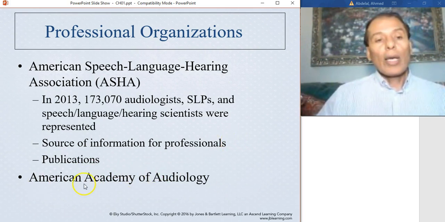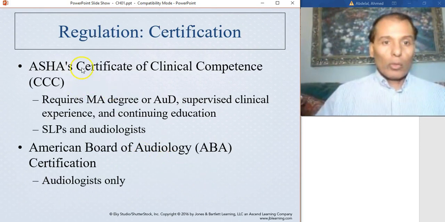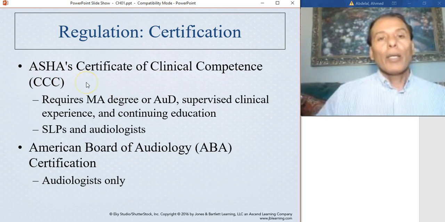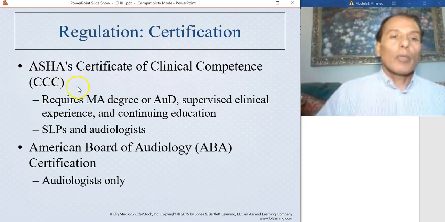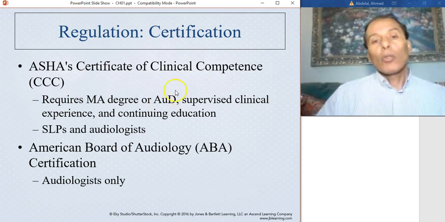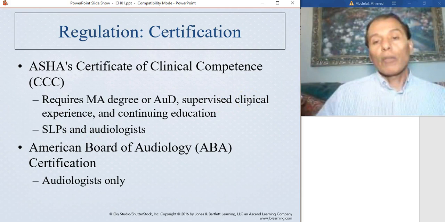So there's also within that the American Academy of Audiology that also takes care of the particular things that have to do with audiologists. The ASHA Certificate of Clinical Competence, as I mentioned, is a year, but it's typically 9 months. A school year can do it, or just 9 months. To get it, you have to have a master's degree, or if you become an audiologist, you have to have an AUD, audiology doctorate. You have to have this clinical experience of 375 hours.